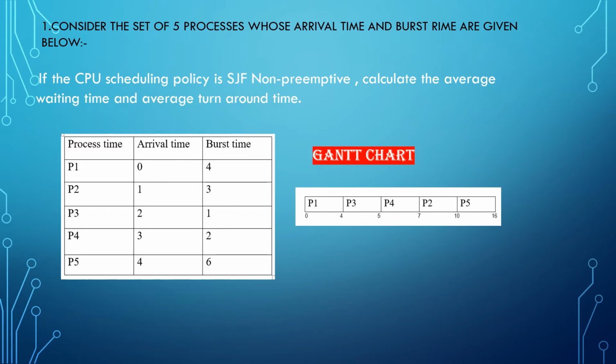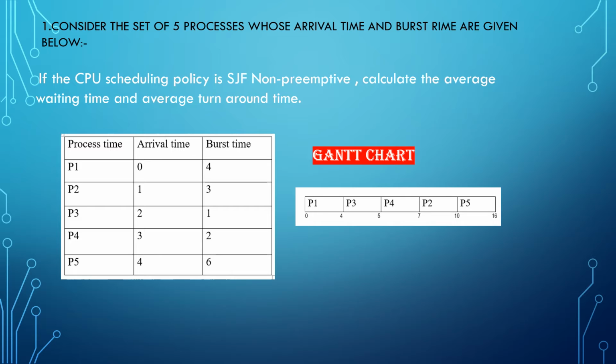Let's see the problem. Consider a set of 5 processes whose arrival time and burst time are given below. If the CPU scheduling policy is SJF non-preemptive, calculate the average waiting time as well as the average turnaround time. As you can see, the process, arrival time and burst time are given. Let us create a Gantt chart with the help of this.